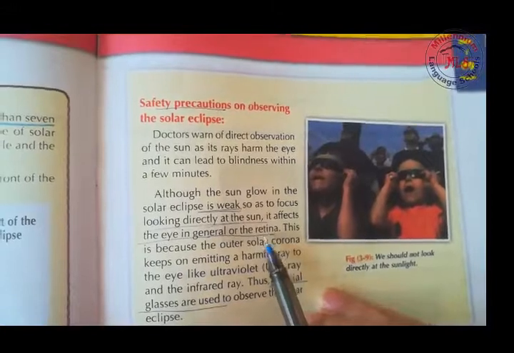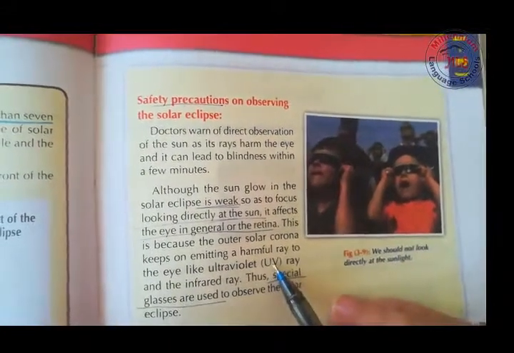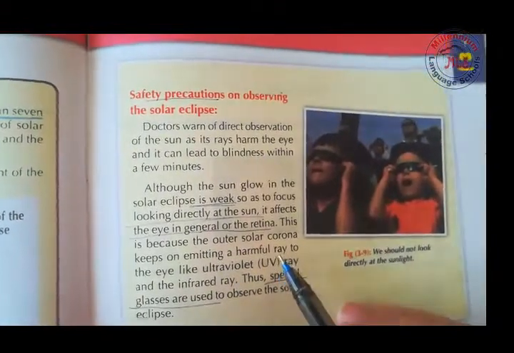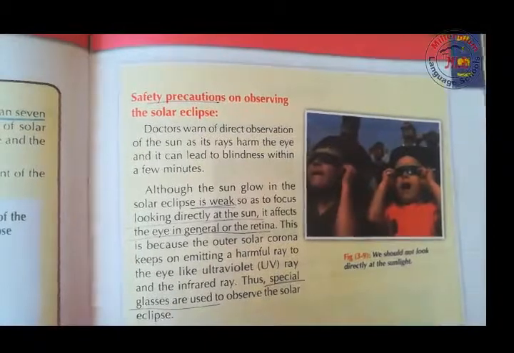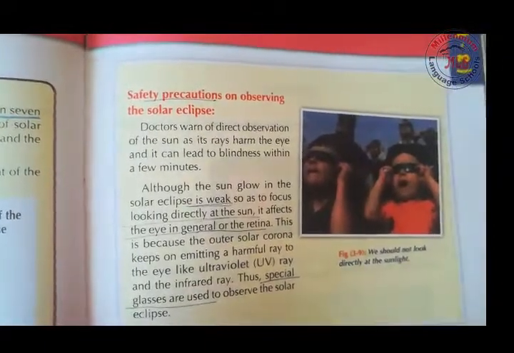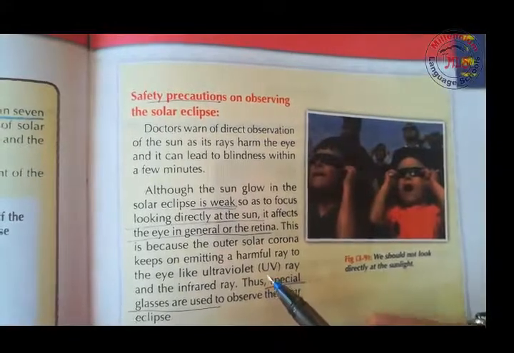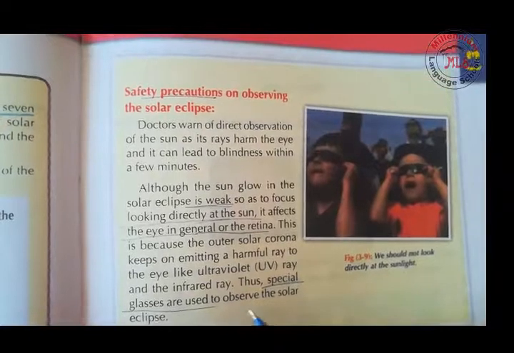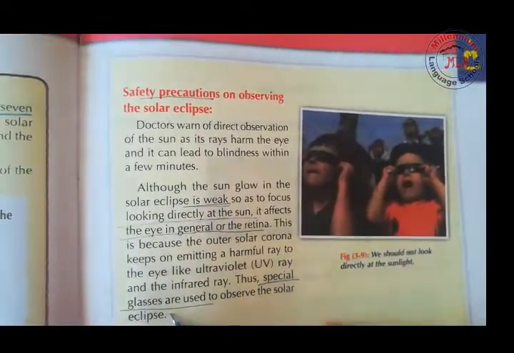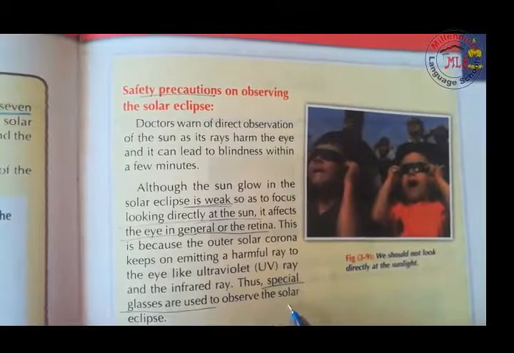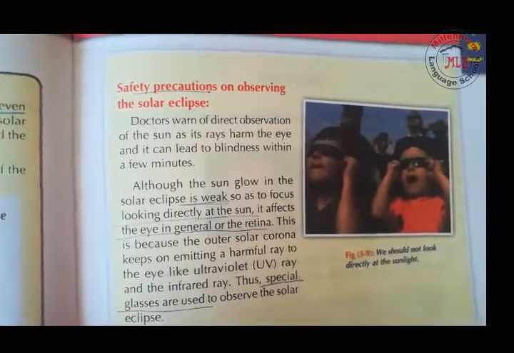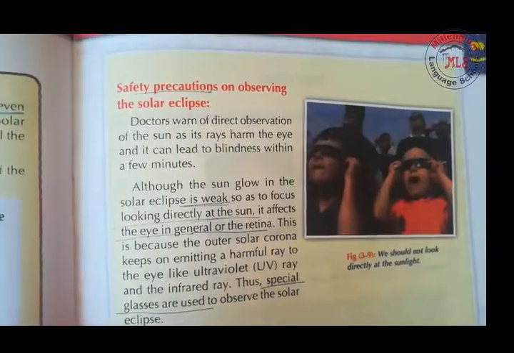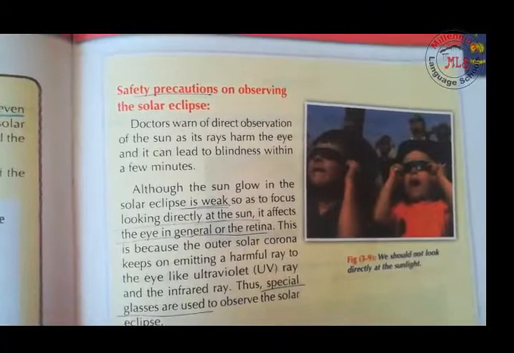and may cause blindness, because of the concentration of ultraviolet radiation and infrared rays, which can enter the eye at a high ratio. So to observe a solar eclipse we have to wear special glasses. Not any glasses, but special glasses which are used to observe the solar eclipse. These glasses protect our eyes from the harmful ultraviolet and infrared rays that come from the sun.